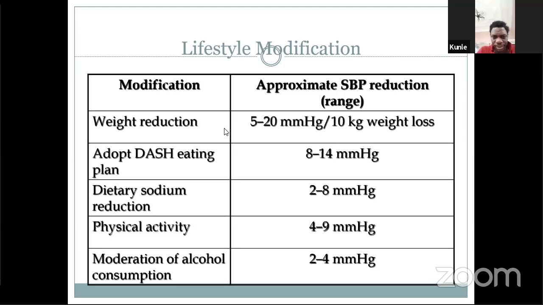Yeah. Also, I wouldn't take that as golden like that. There are other modalities that need to be met as well. Moderation of alcohol has the least impact on pressure. The numbers are clear. The number is right there. I didn't make the slide.